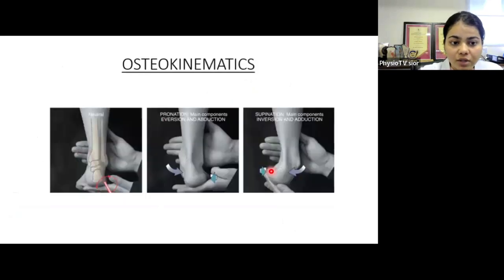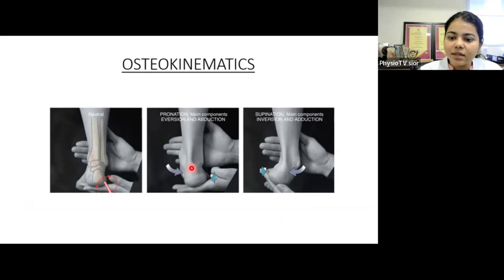So if you see here the osteokinematics, we've already seen what the axis of motion around the subtalar joint is. Two of the three main components of pronation and supination are strongly evident. So if you see here, when there is pronation, the main component that I can see is eversion. So there is eversion and abduction. And in supination, there is inversion and adduction. So pronation, therefore, will have main components of eversion and abduction seen in this picture, and supination is vice versa.